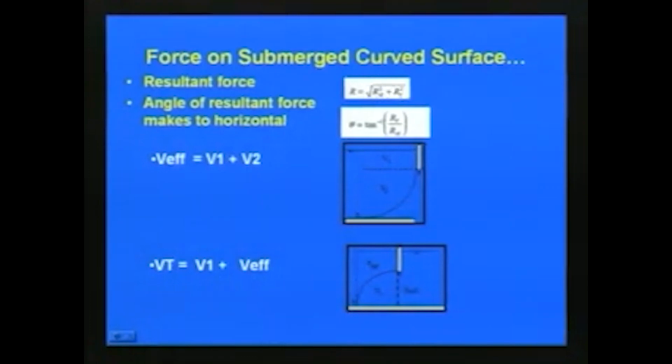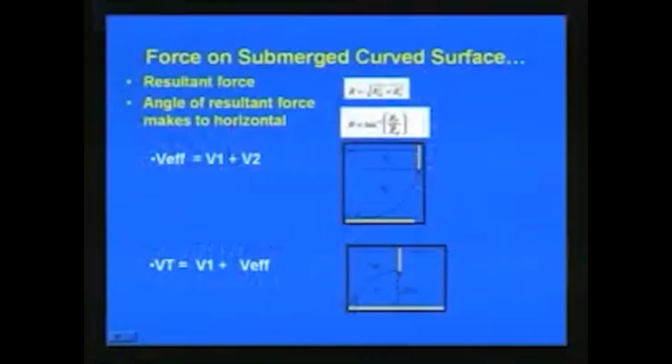So, its square root gives the total resultant force as far as the submerged curved surface is concerned, and then we can determine the angle of the resultant force, theta, which is equal to tan inverse RV, the resultant force in the vertical direction, divided by the resultant force in the horizontal direction. So, theta is equal to tan inverse RV divided by RH.